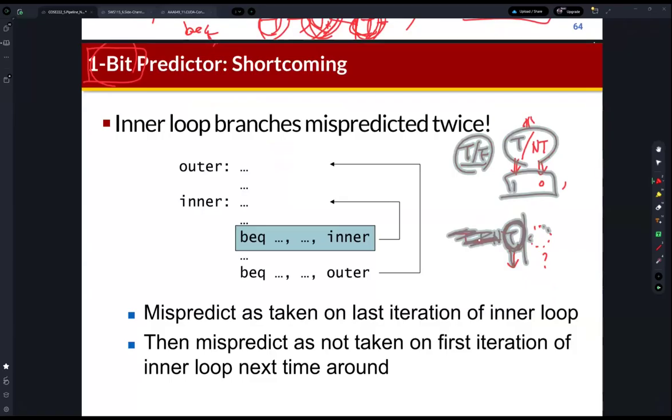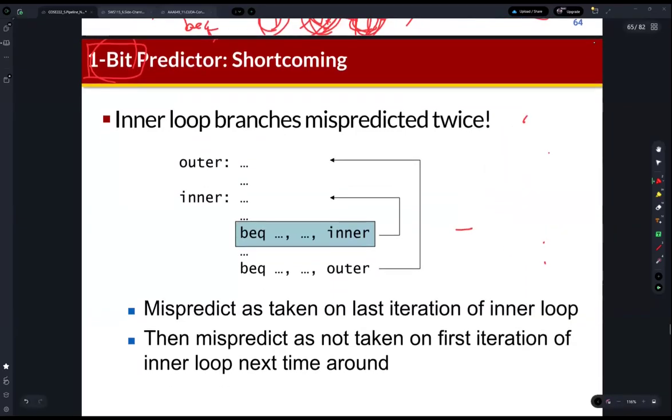Then how about the prediction hit rate of this nested loop? We also use this type of loop very frequently in our normal applications, right? But we can just calculate the prediction rate of this loop. So let us assume that initially the branch predictor just stores 0, right?